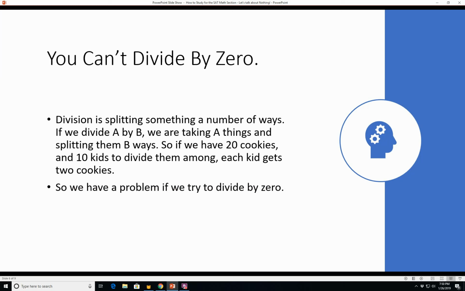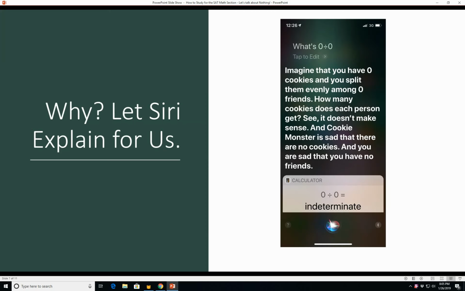You can't divide by 0. Division is splitting something a number of ways. If we divide A by B, we are taking A things and splitting them B ways. So if we have 20 cookies and 10 kids to divide them among, each kid gets 2 cookies. So we have a problem if we try to divide by 0. So what problem do we have? Well, we can let Siri explain it for us.